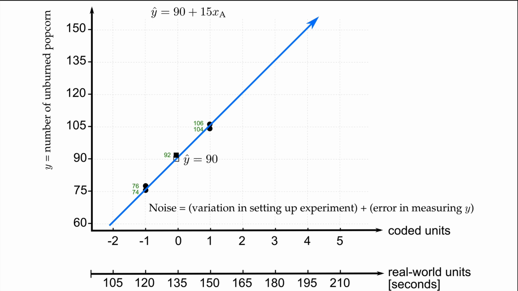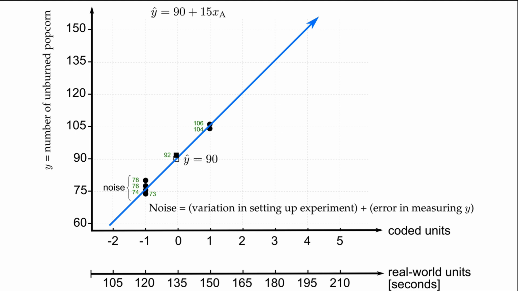In my prior experiments at the -1 point, with 120 seconds of cooking time, I achieved outcome values of 74 and 76. Now imagine if I ran that again. I might get 78, and a fourth time I might get 73. This gives me some idea of the reproducibility in my system. That is noise, and it's also called pure error. It combines both the error in my measurement and the error due to setting up and operating the experiment.